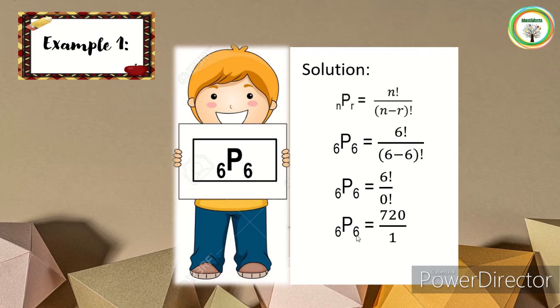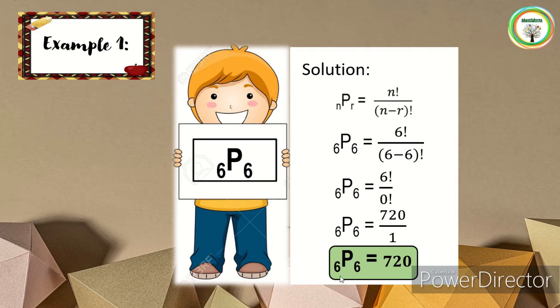So permutation of 6 taken 6 is equal to the value of 6 factorial, which is 720, divided by the value of 0 factorial, which is equal to 1. So again, 0 factorial is a special case. 0 factorial is always equal to 1. Therefore, permutation of 6 taken 6 is equal to 720.